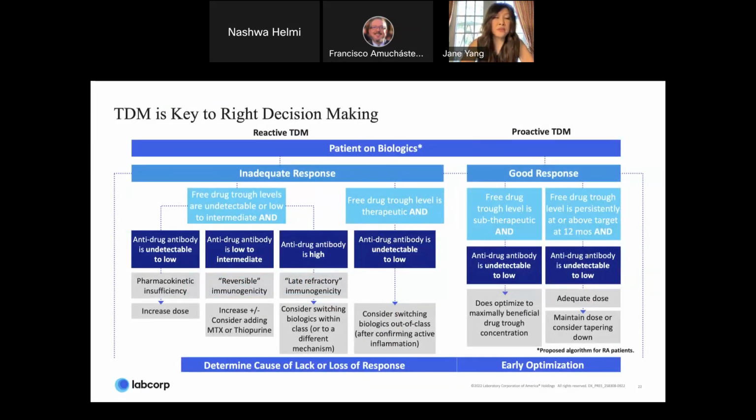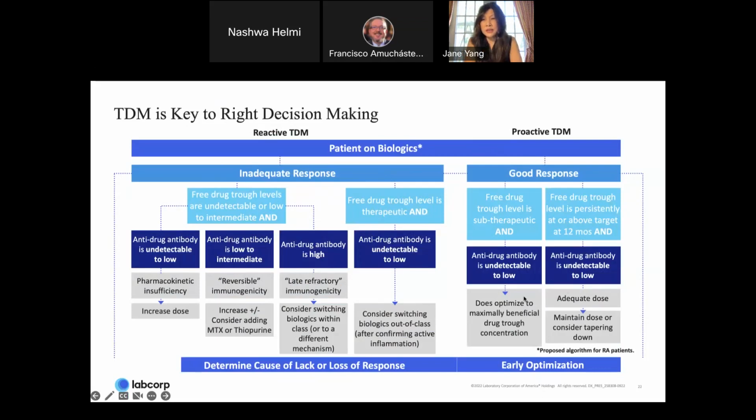If, on the other hand, the drug trough concentration is low, then you need to look at the anti-drug antibodies. If there are no anti-drug antibodies, or if the titer is very low, then your immunogenicity may still be reversible. If anti-drug antibodies, on the other hand, are high, then you have what I call refractory immunogenicity, and you have burned through this silver bullet. Adding more of the same biologic is wasteful, and it's probably time to move on to a different biologic.